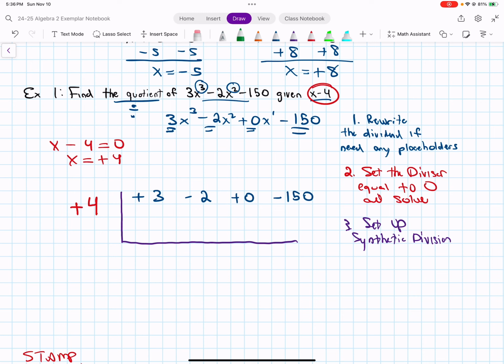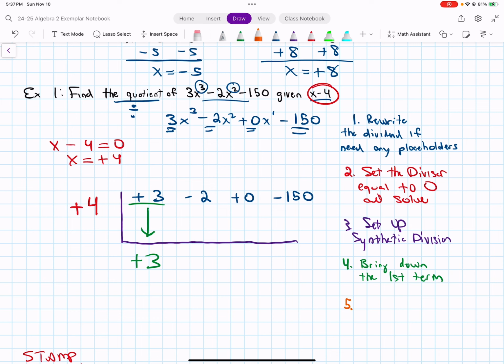All right. Step 4 is to bring down the first term. So that +3, I just bring it down. That's it. So the first term, or the leading term of the quotient, is going to be +3.